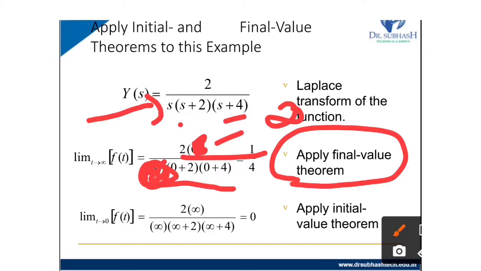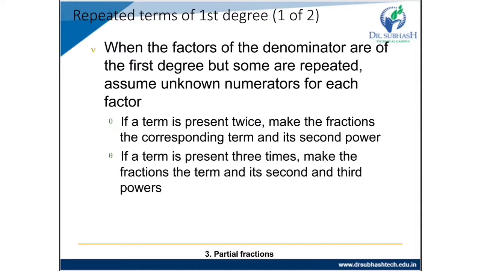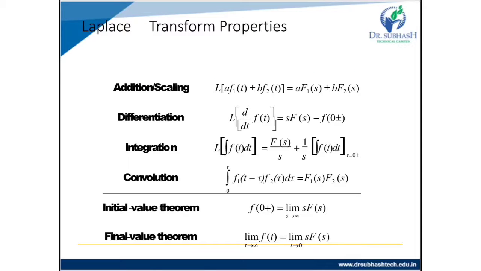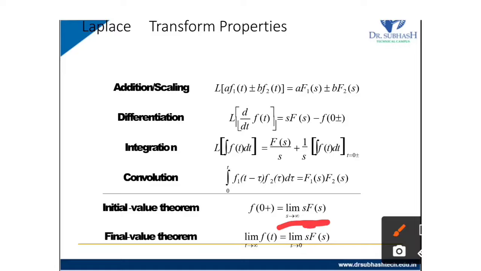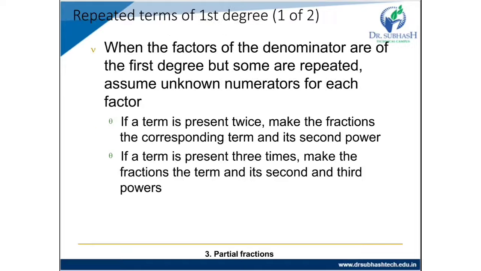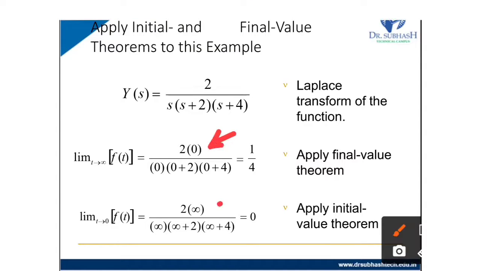For the initial value theorem we will put infinity. So here the f of t we will put as f of s. Now in that we put s f of s. So there is s multiplied with the f of s term. So that's why 0 is coming here and infinity is coming here.